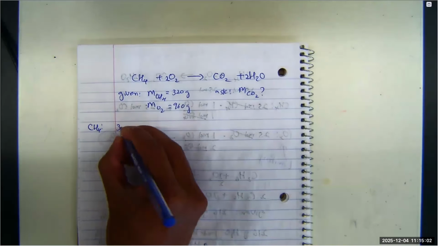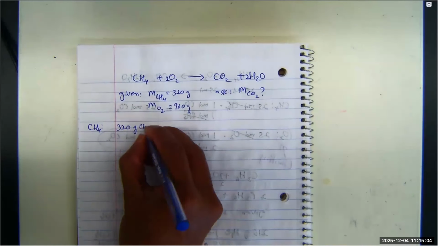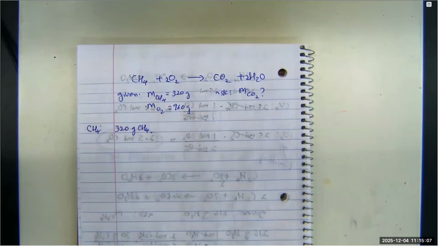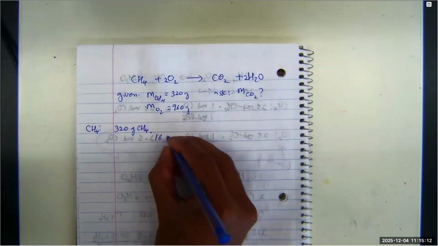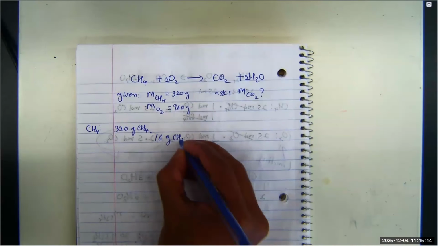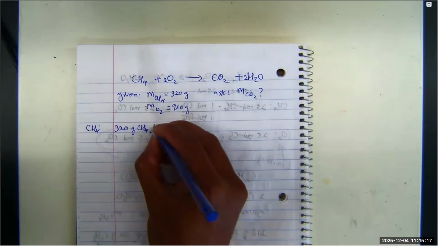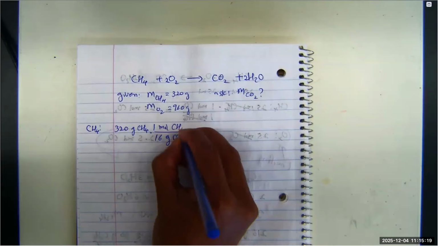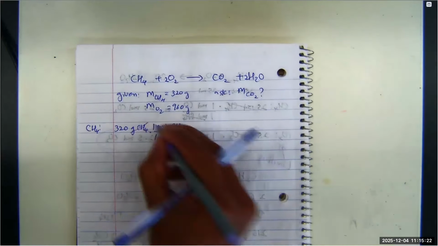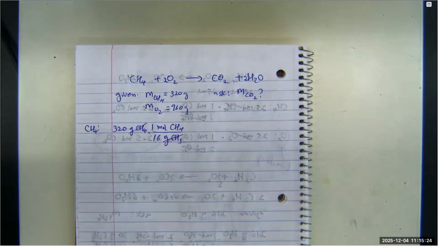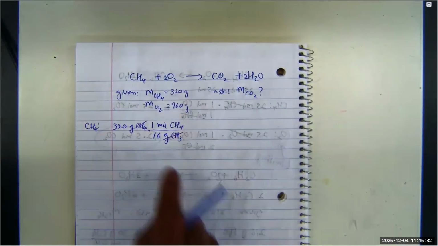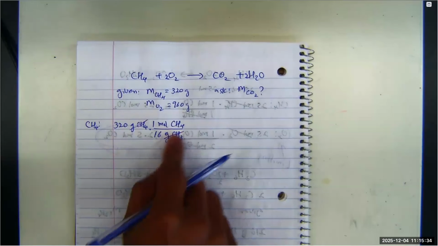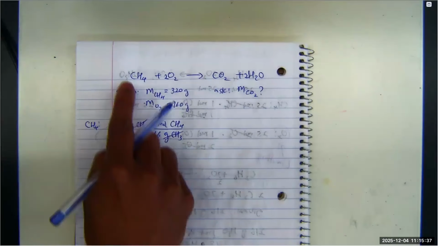Okay, so let's start with what is given. We are given 320 grams of CH4. I don't want the grams of CH4. I want to cancel it out. So what I'm going to do is I'm going to divide this by 16 grams of CH4. Okay, because I know that's how many grams we have in 1 mole of CH4. Okay, if I do that, the grams of CH4 cancels out. I'm going to end up with moles of CH4. But I don't want moles of CH4. I want grams of CO2. So I'm going to get rid of moles of CH4. To do that, whenever we have to deal with moles, we need to go back to the balanced chemical reaction.